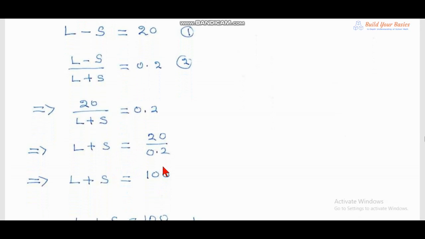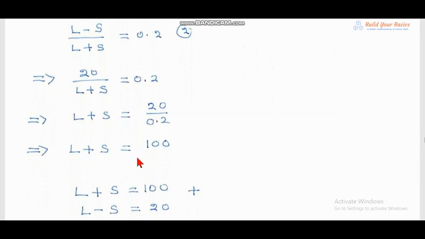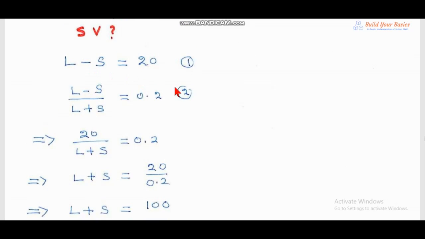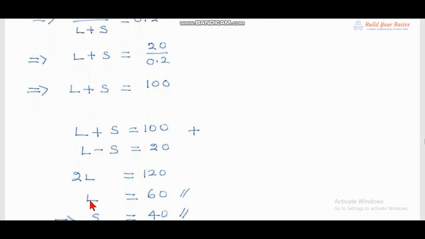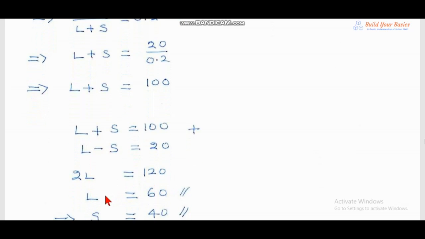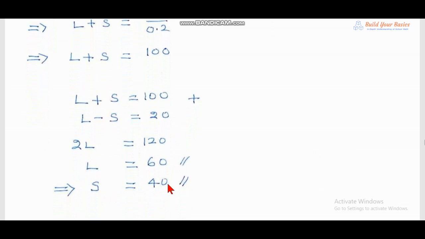That is 100. So we have L plus S equal to 100 and L minus S equal to 20. Just add, S minus S will get cancelled. 2L equal to 120. That is L equal to 60. L plus S is 100, L is 60, so S is 40. Largest value of the data is 60 and the smallest value of the data is 40. That's all.